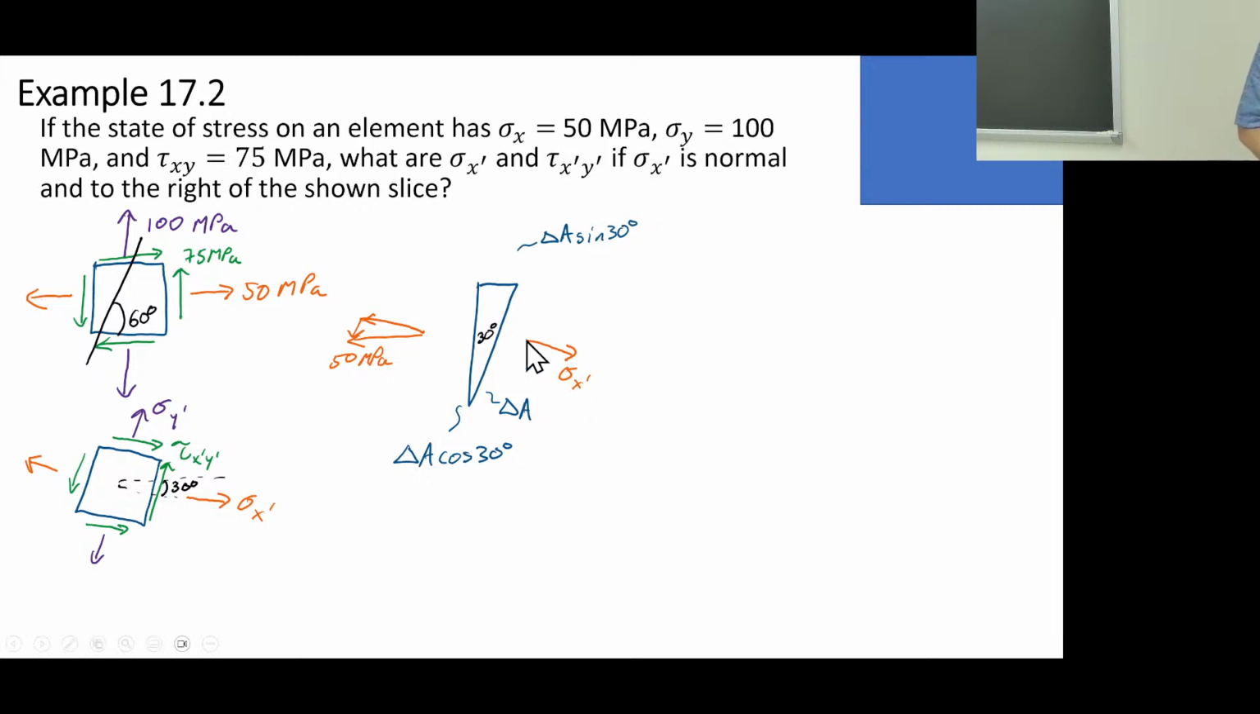But we only need to figure out, well, actually, they ask what are sigma. Okay, so we need to know sigma x prime and tau x prime y prime. So for that, we're going to have to do equilibrium in two directions. Okay, so we'll just draw it all out though. Okay, so yeah, that's the sigma y split up.